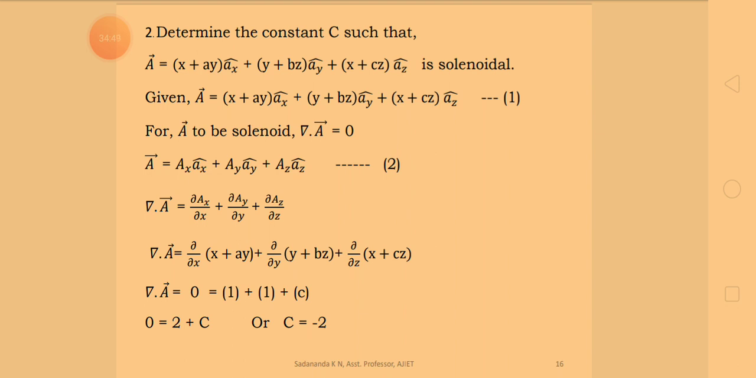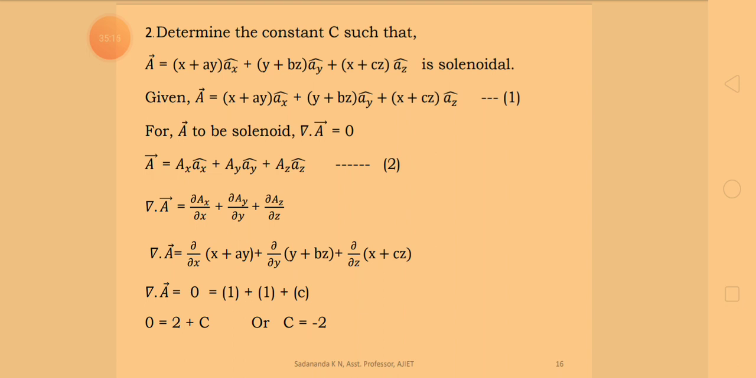So first you write the given vector, whatever vector they have given, as equation number 1. And the second thing is the general form of the vector A, that is the x component and the unit vector, that you are supposed to write, call it equation number 2. Compare equation number 1 and 2, you will get Ax, Ay, Az.